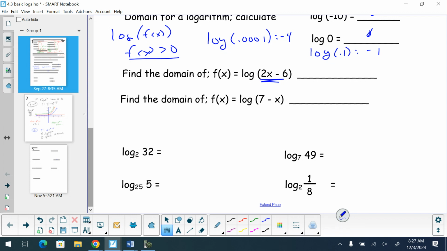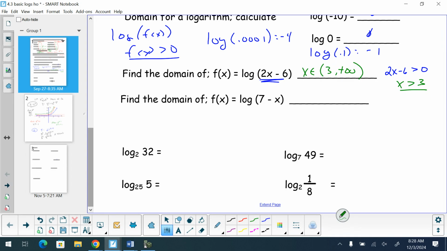So if I look at a problem here, log base 2 of 2x minus 6, and I want to find just the domain. Well, that 2x minus 6 has to be greater than the value of 0. So we can add our 6 over, divide by 2. So x has to be greater than the value of 3. So we have x as a member of 3 to positive infinity.